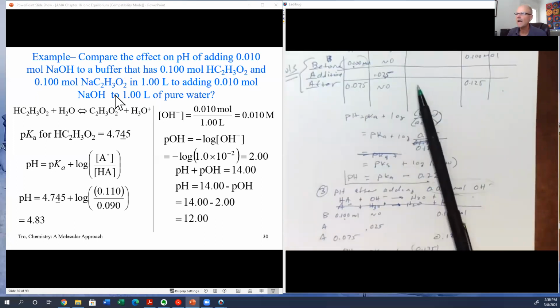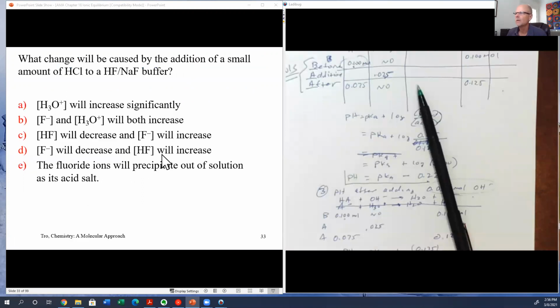In other words, when I add NaOH, I had 0.010 moles, so I increased the amount of A minus by 0.010 moles, and I decreased the amount of HA by 0.010 moles. This is just kind of to show you the difference. Let's see if this is making sense. Let's see where we are. So go ahead and try to answer this question.